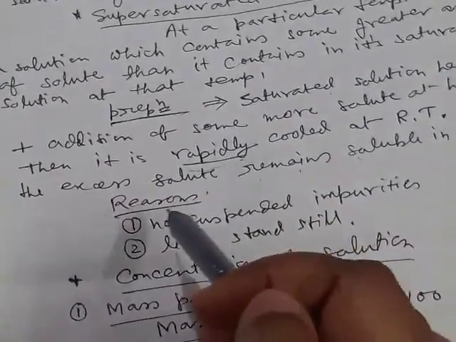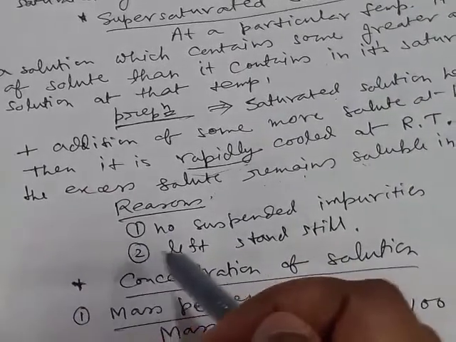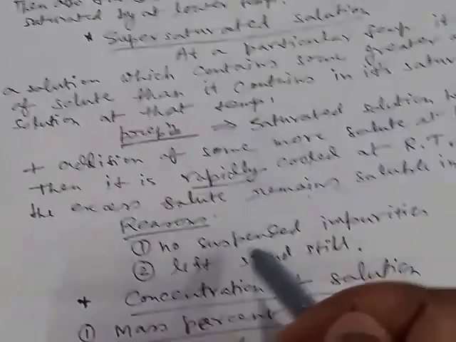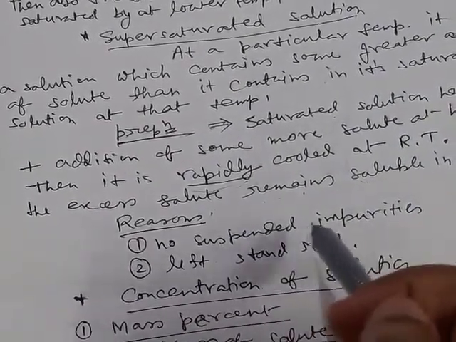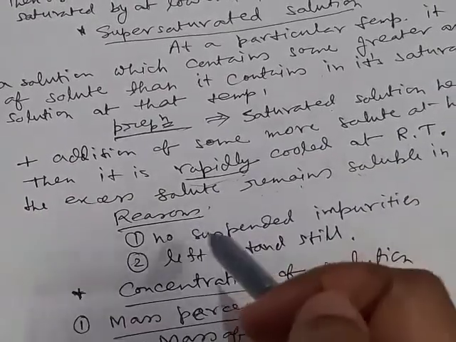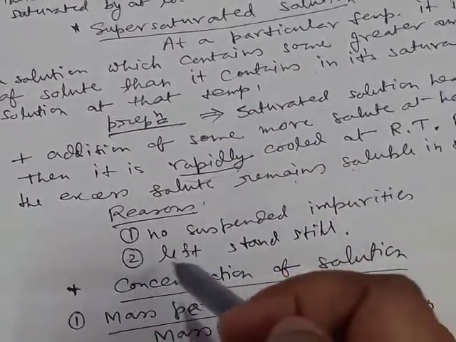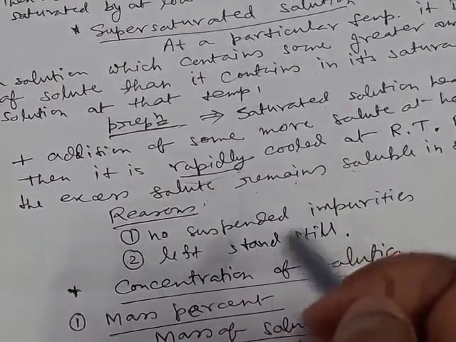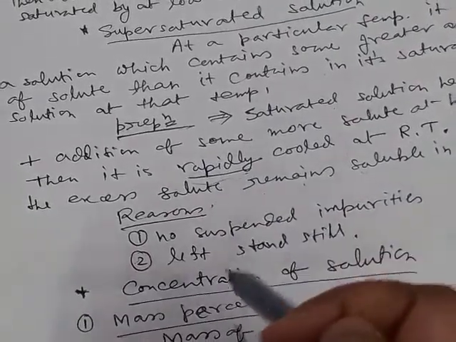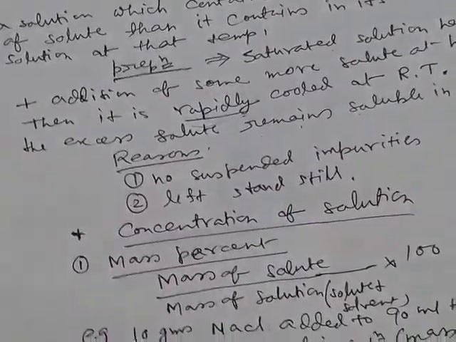Why are supersaturated solutions formed? Number one reason is there are no suspended impurities. If the solution is very pure, then it can be formed. Number two is if the solution is kept undisturbed, then the solution can be formed.